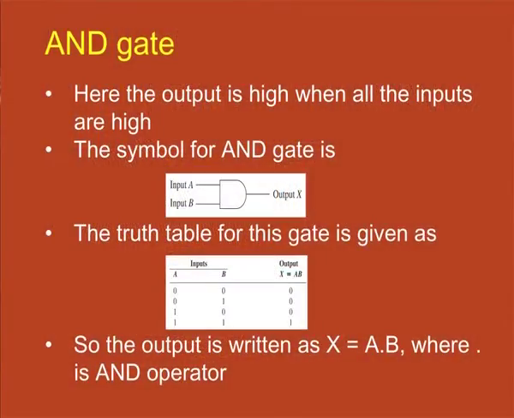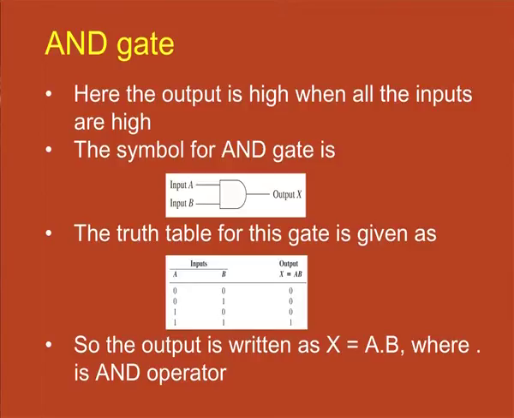So, the truth table for AND gate is shown in this slide. Here for 2 input AND gate, we have 2 inputs A and B and an output that is represented by X. Now, as you can see, the output is 0 whenever either both of the inputs are 0 or one of them is 0, but the output will be 1 when both of the inputs are 1.